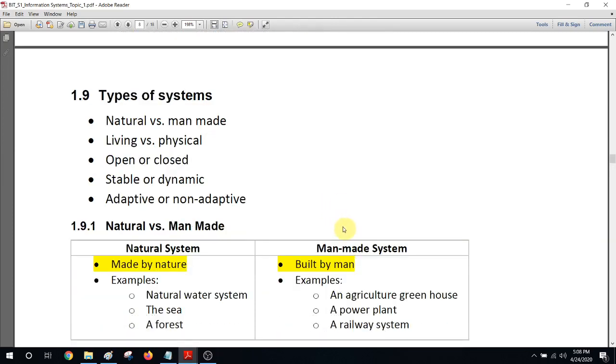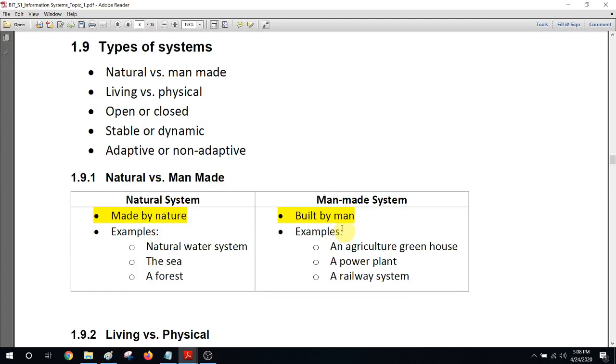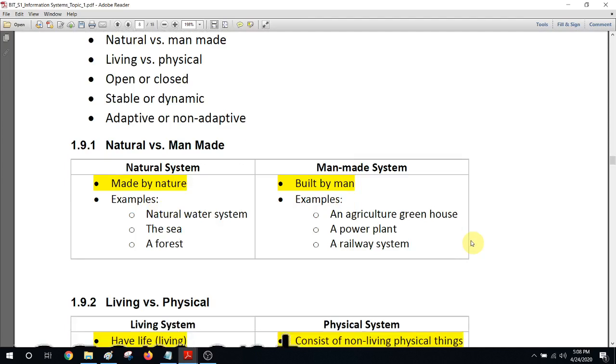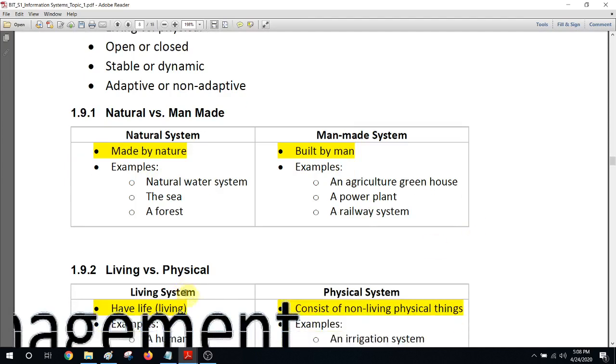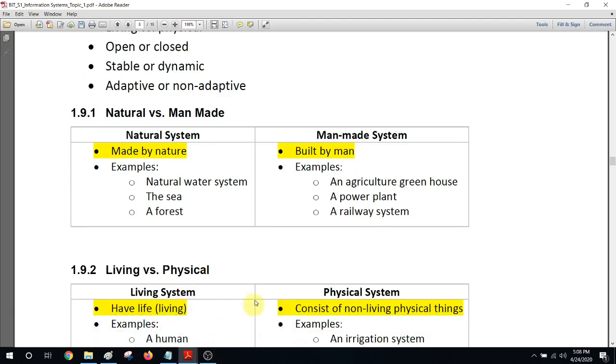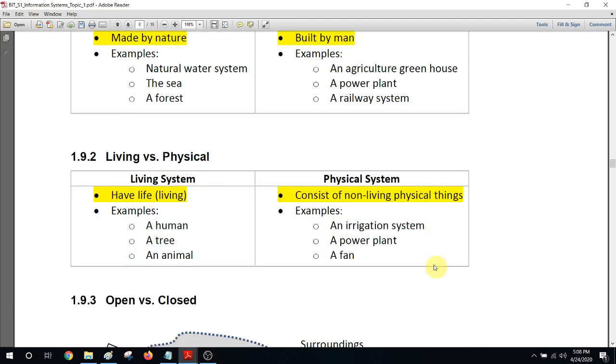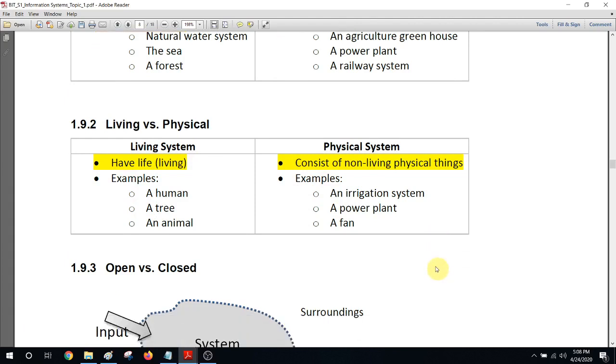Natural versus man-made. There are some systems which are made by nature, like a forest or a natural water system. There are some man-made systems like a vehicle, an information system, etc. Then we have living systems versus physical systems. For example, a human being is a living system, whereas a vehicle is a physical system.